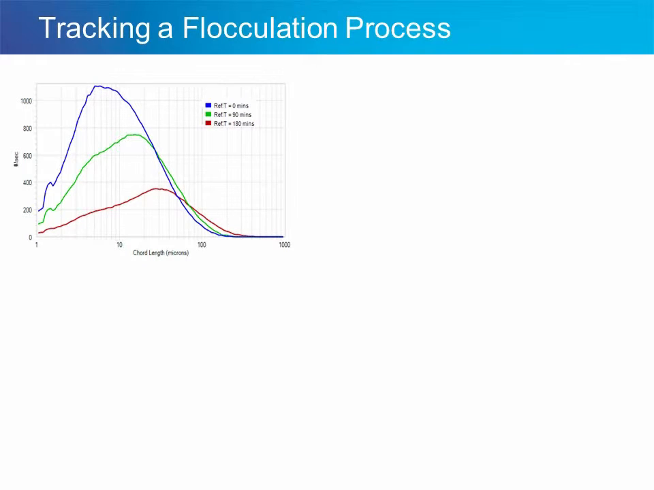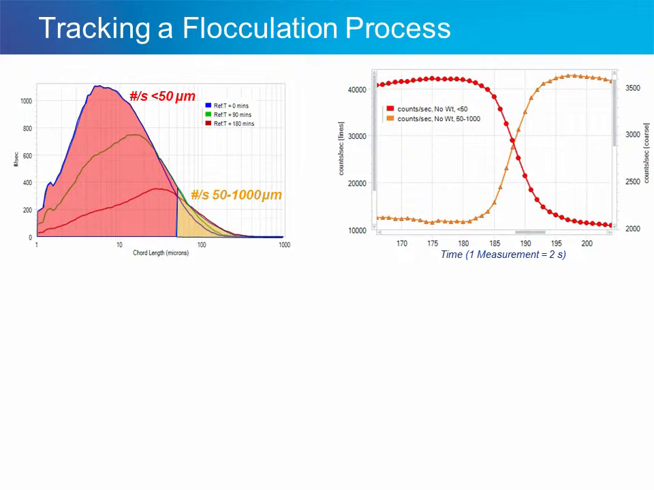One nice thing that you can do with these chord length distributions, I've only shown 3 here at 3 points in the process, but typically we're measuring a new chord length distribution every few seconds in a process. So what you can do is isolate statistics associated with counts in individual size classes. Here we're counting all the particles less than 50 microns for every chord length distribution measured. And here we're taking a new statistic, which is the counts between 50 and 1,000 microns for every chord length distribution measured. And then we trend these over time.